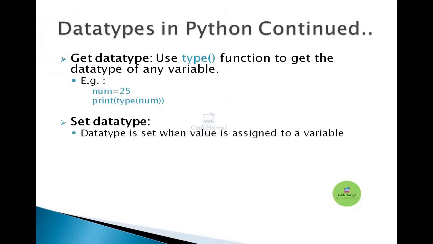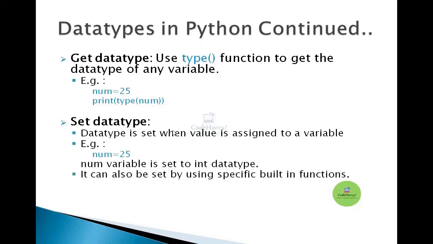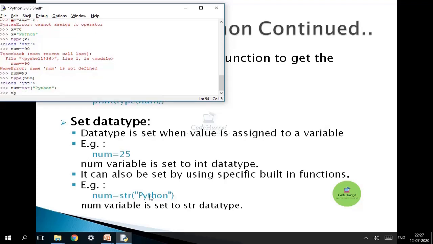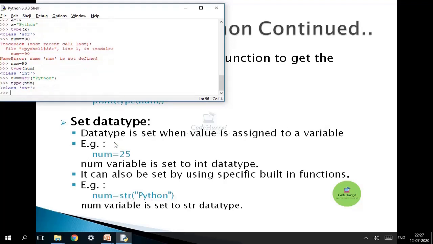A data type is set when a value is assigned to a variable. For example, num equal to 25, so the variable is set to the integer data type. We can explicitly set the data type using built-in functions, like num equal to str of Python. Now if I do type of num, it will give you str. Earlier it was integer, now it is str.